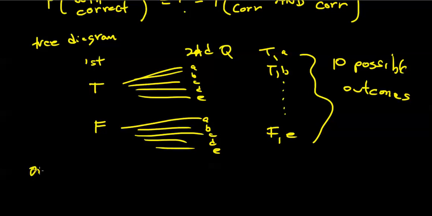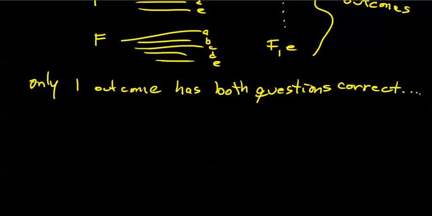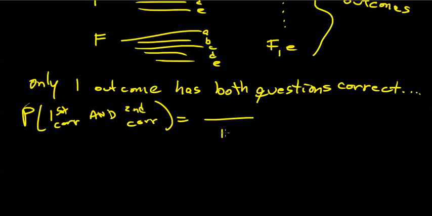Alright, now out of these 10 possible outcomes, only one has both questions correct. Write that down. Only one outcome has both questions correct. We're not sure of the actual outcome, but we can be sure that only one has both correct. So if I ask then what's the probability that both are correct, that the first one is correct and the second one is correct, I can say, well, there's 10 possible outcomes. Only one of those outcomes is correct, and I end up with a probability of 0.1.